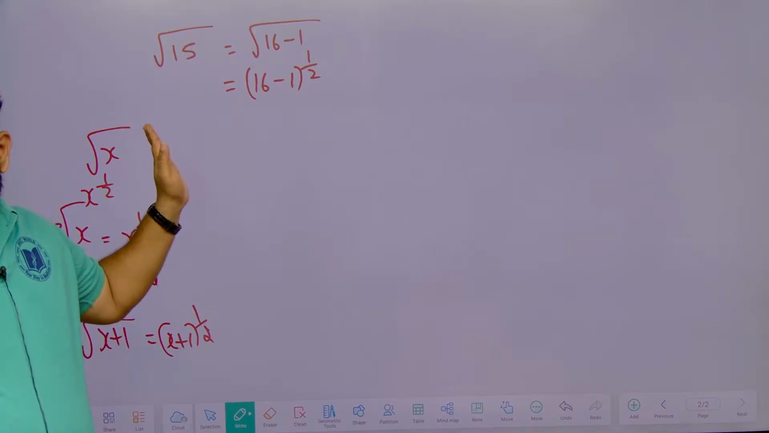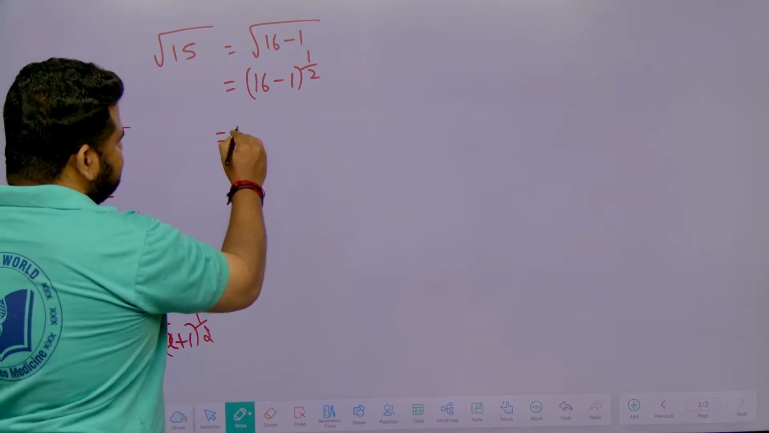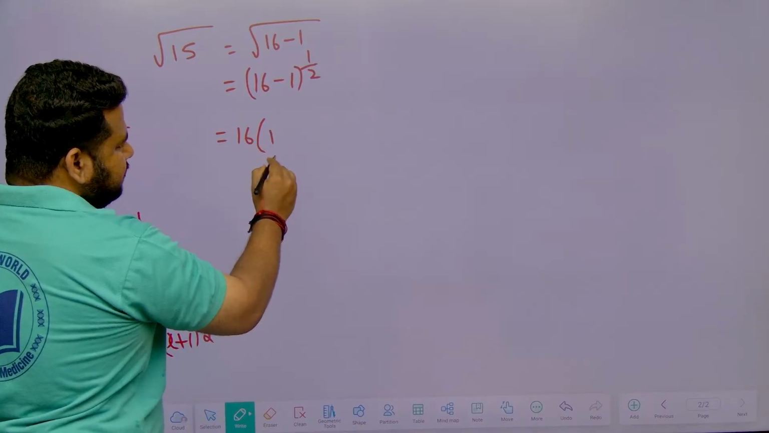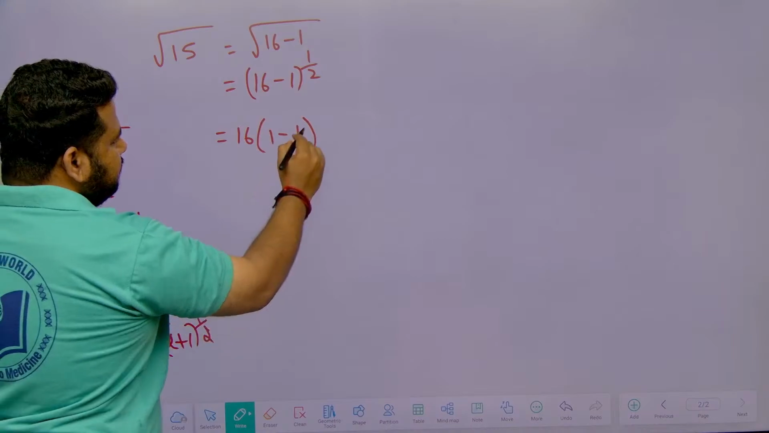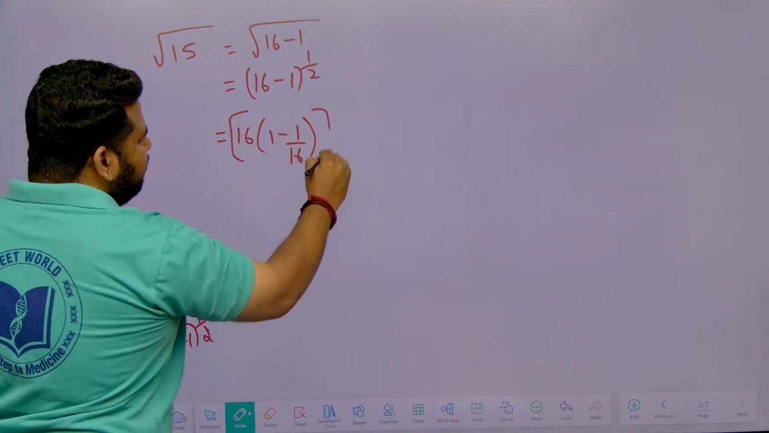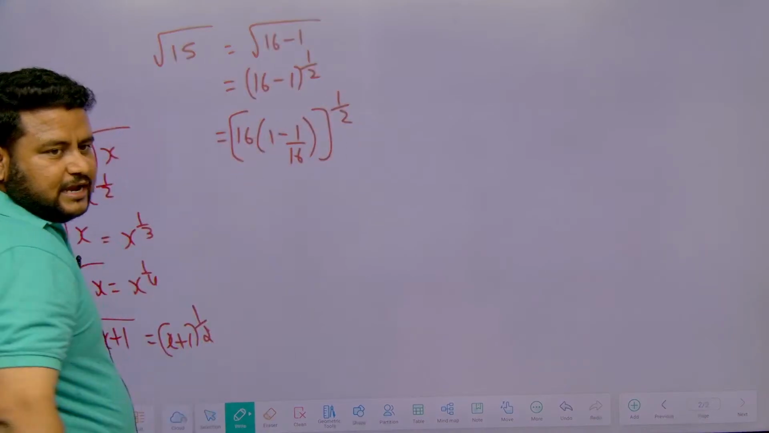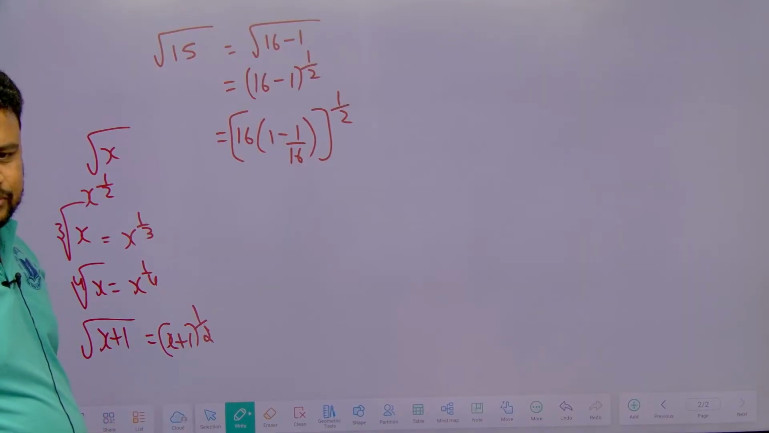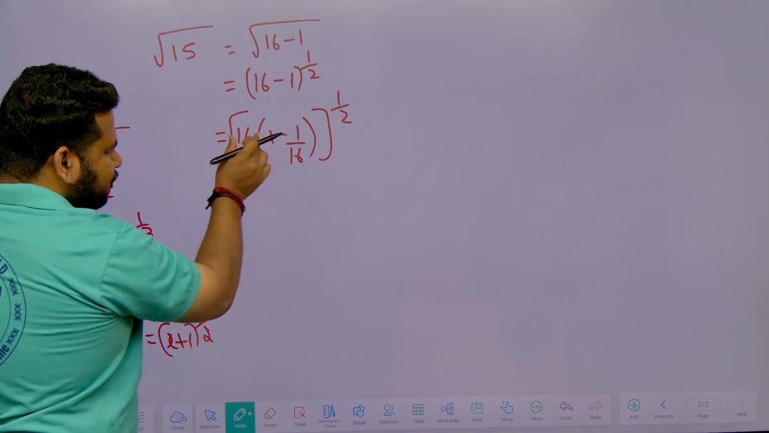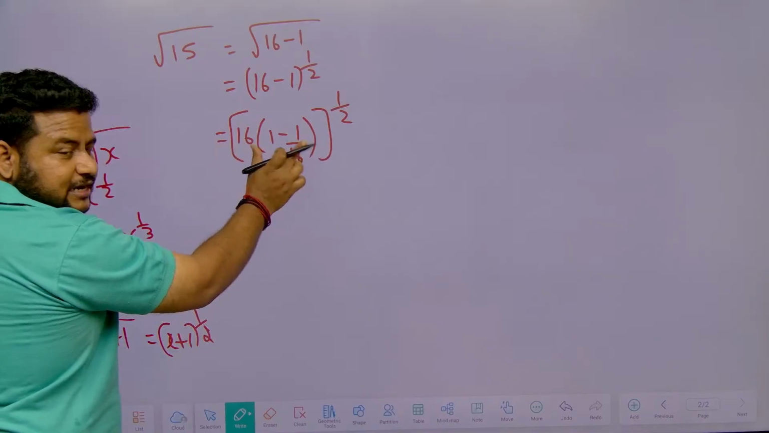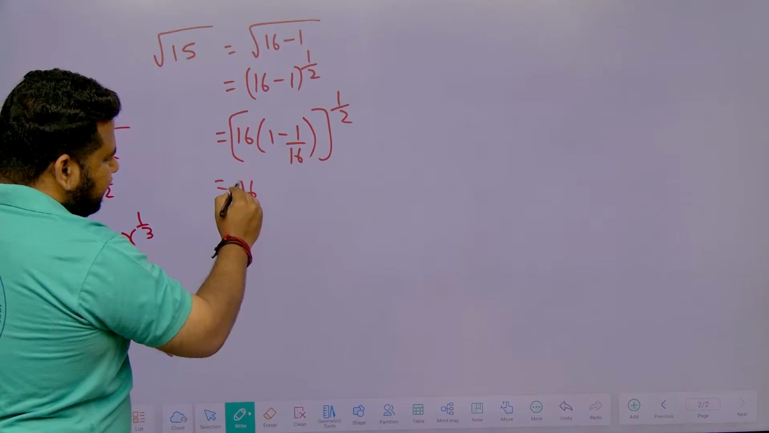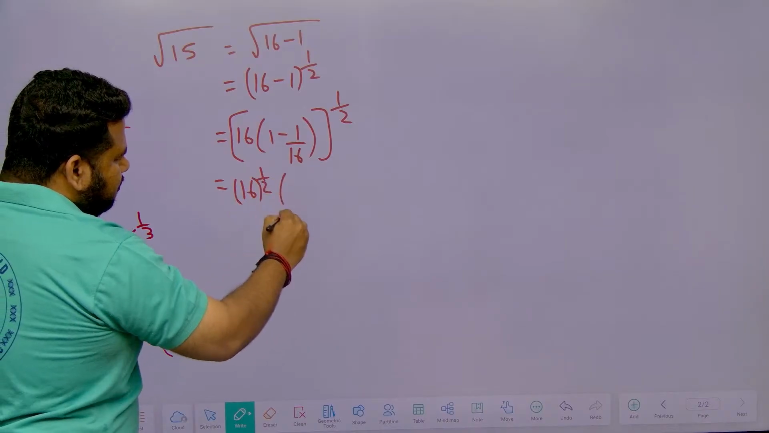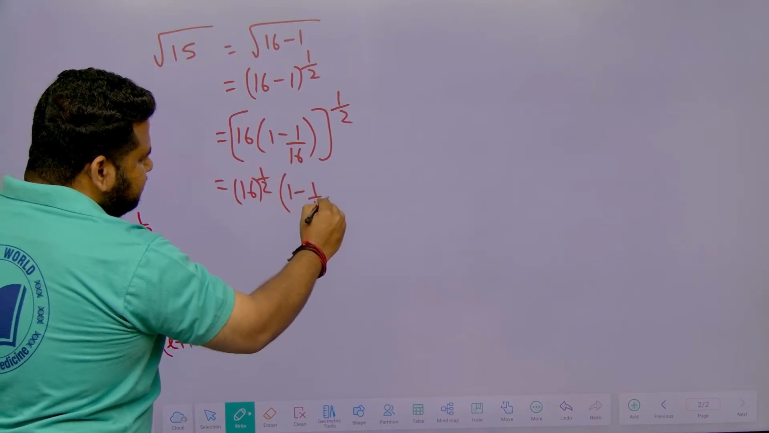Okay, 16 you take it outside. So what will you get? 16 if I take it outside, and inside I should write 1 minus 1 by 16 because there is no 16 here. This entire thing I write to the power of 1 by 2. Now this 1 by 2 I will put for 16. For this one I will keep it as it is. So this will become 16 to the power of 1 by 2 times 1 minus 1 by 16 to the power of 1 by 2.